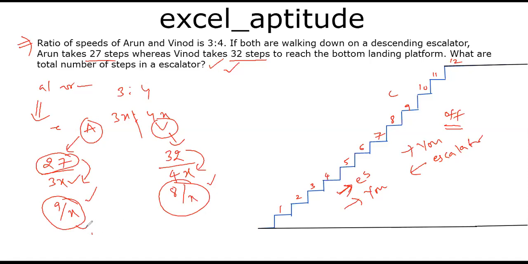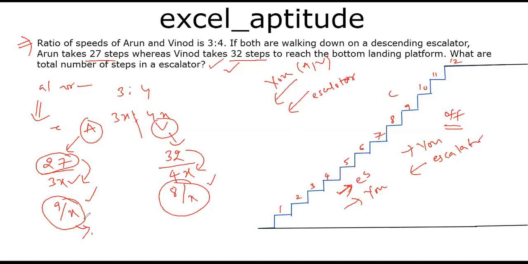Now in this 9 by x seconds, the escalator will also be moving, right? Because they are both moving downward and the escalator is also moving downward. Their original speed is 3x and the time taken is 9 by x for Arun. But in this time, the escalator will also be moving downward, because Arun and Vinod are traveling downward, taking 27 steps and 32 steps, and at the same time the escalator is also moving.